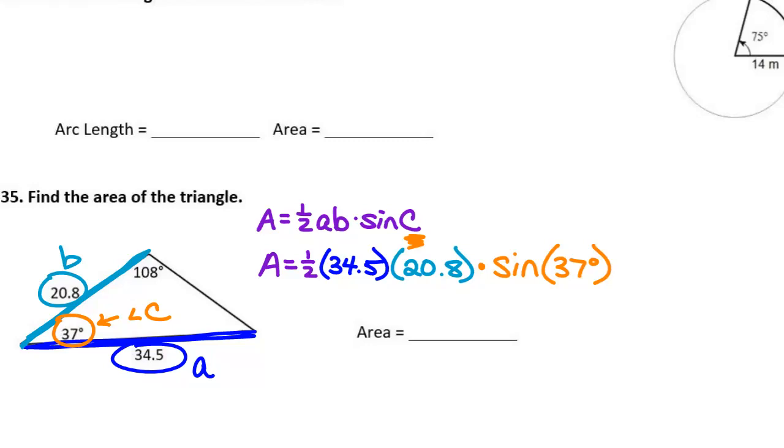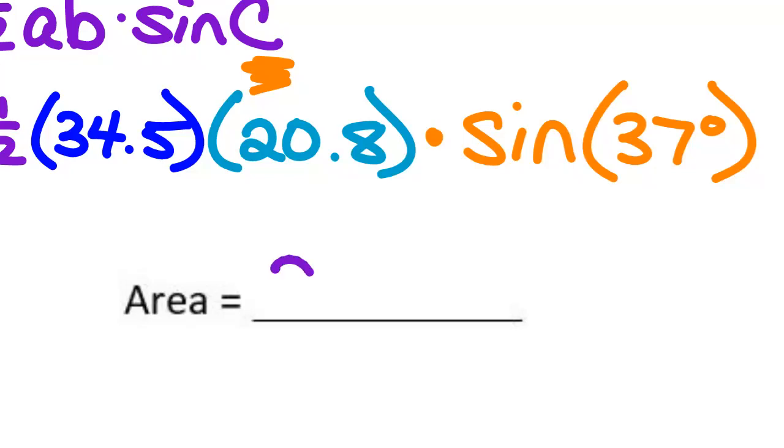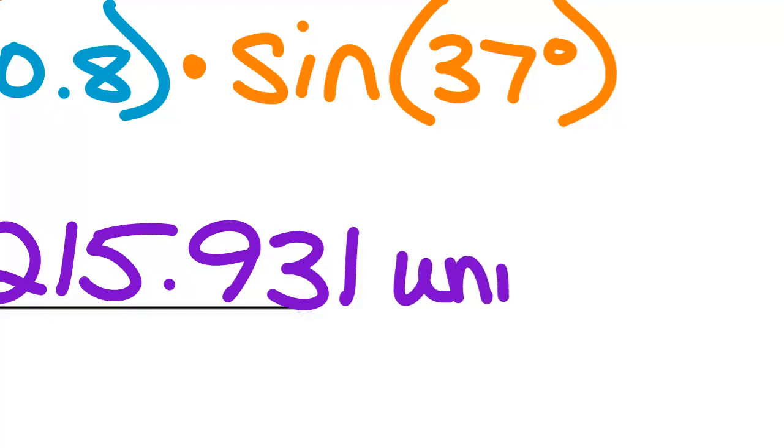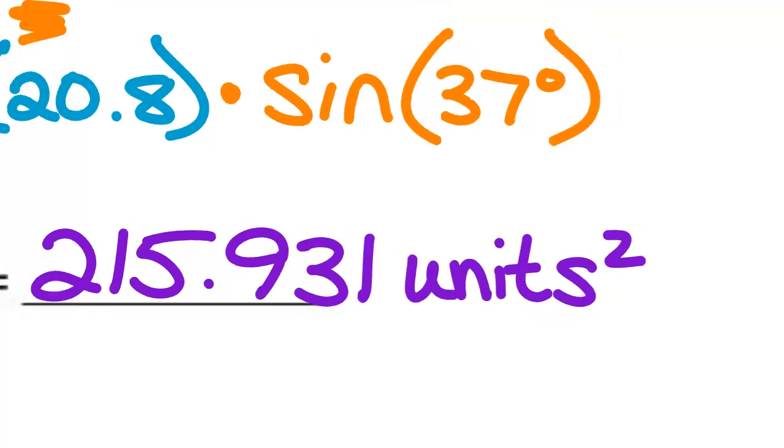Now what does that give us for the area? 215.931. They didn't give us any units, so you can just leave that part off, or you can write units squared.